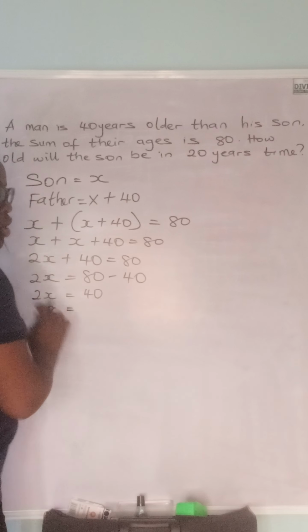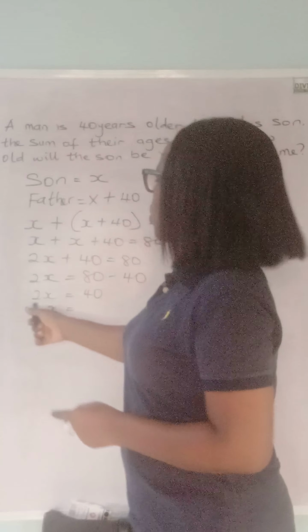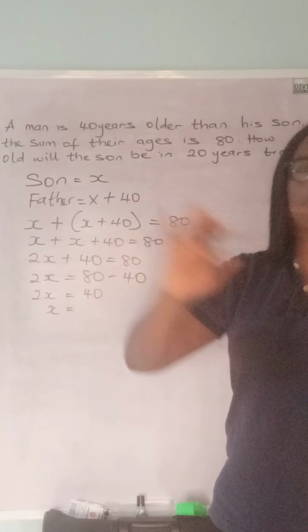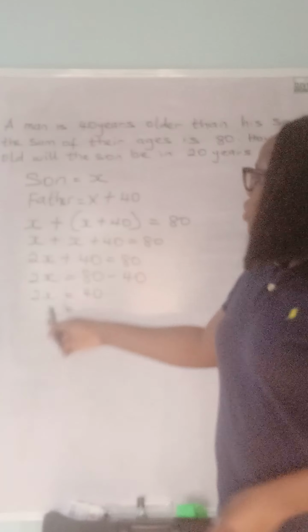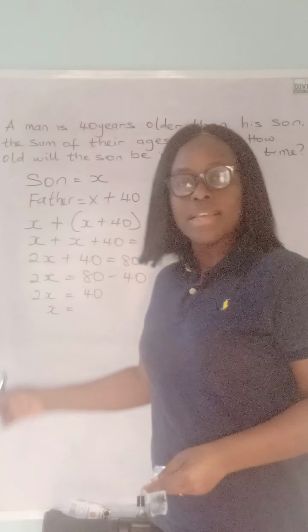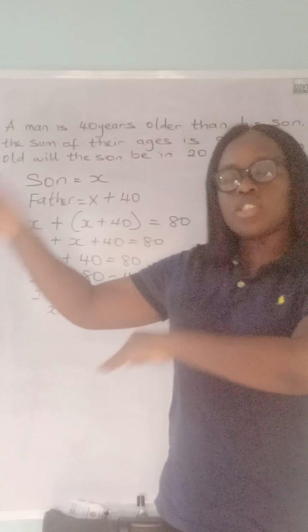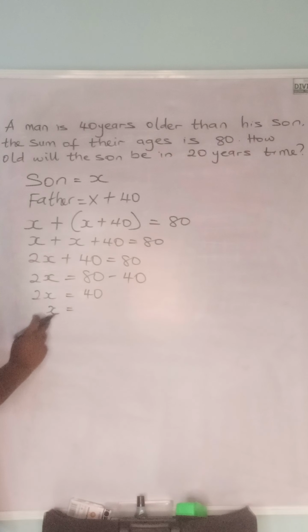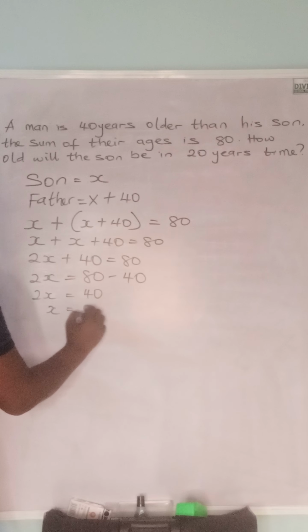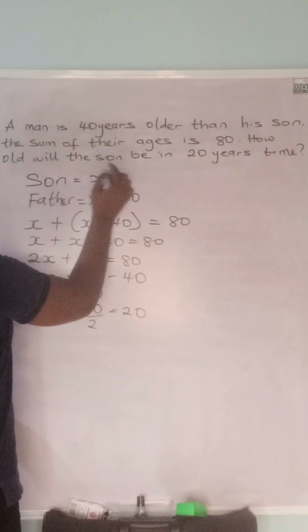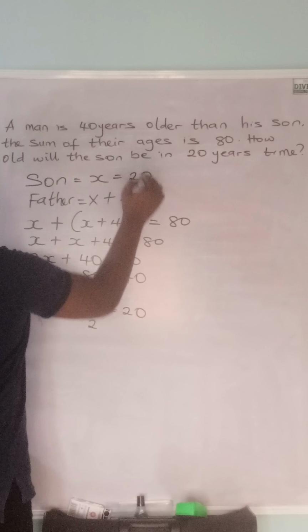We need to take this 2 away from this side to go and meet 40, because we are collecting like terms, numbers on one side, alphabets on one side. So the 2 that is here has a multiplication sign. When it crosses the equal sign, it changes to the opposite, which is division. So 2x is equal to 40. x is equal to 40 divided by 2, which is equal to 20. So the son's age is equal to 20.